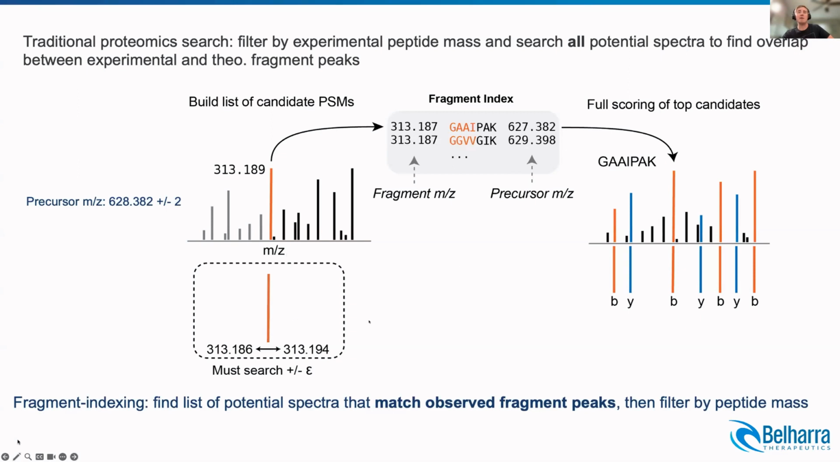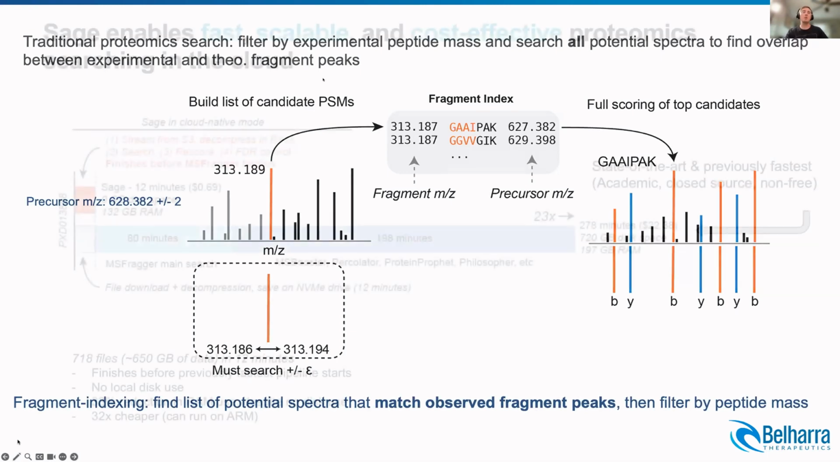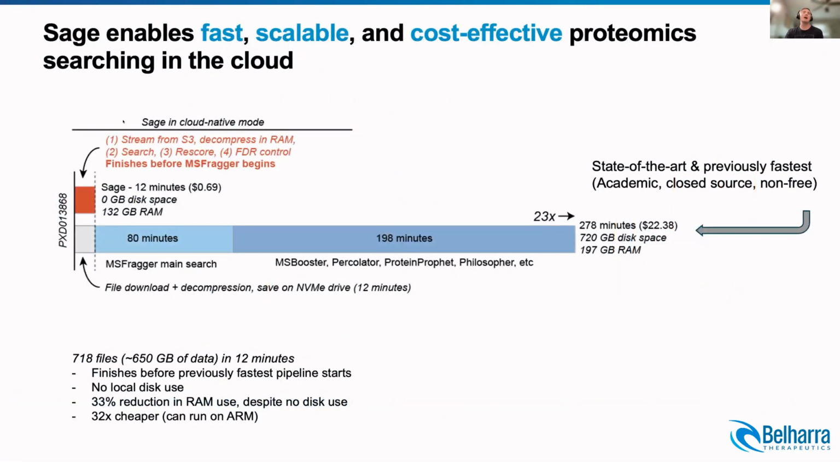Instead, Sage and FragPipe before it use this fragment index, essentially a B+ tree, where the outer layer of the tree is fragment masses and the inner layer of the tree is precursor masses. This allows us to basically search fragment peaks one by one to see if they match up to a prefix or suffix mass. We can then associate that immediately with a peptide and a precursor mass. This gives us 100x speed up over traditional tools, and the use of Rust gives us another 25x speed up. Basically, we can search 650 gigabytes of data in 12 minutes.